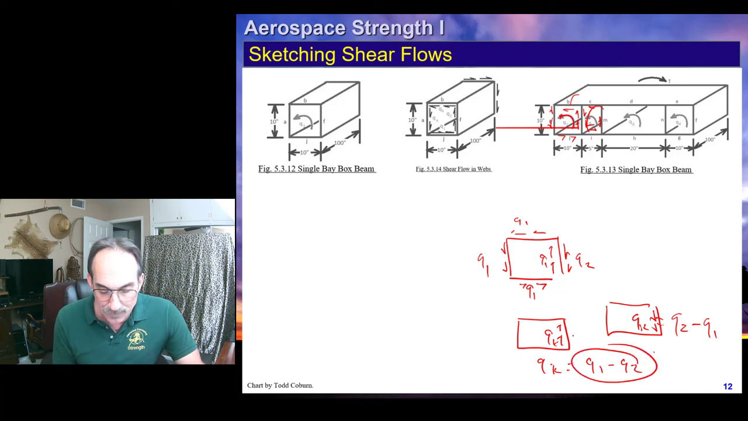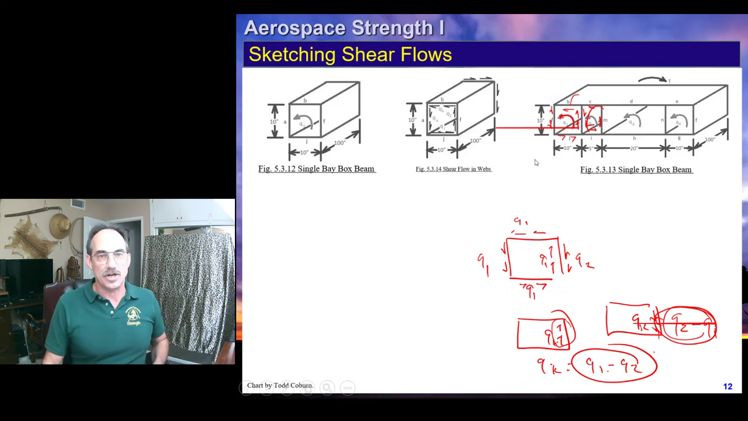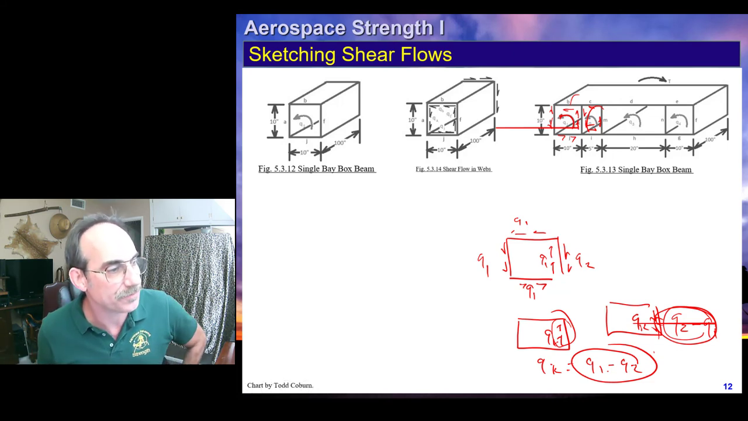If this value is positive, then our shear flow is in the assumed direction. If it's negative, it's in the opposite direction. That's how we show shear flows.